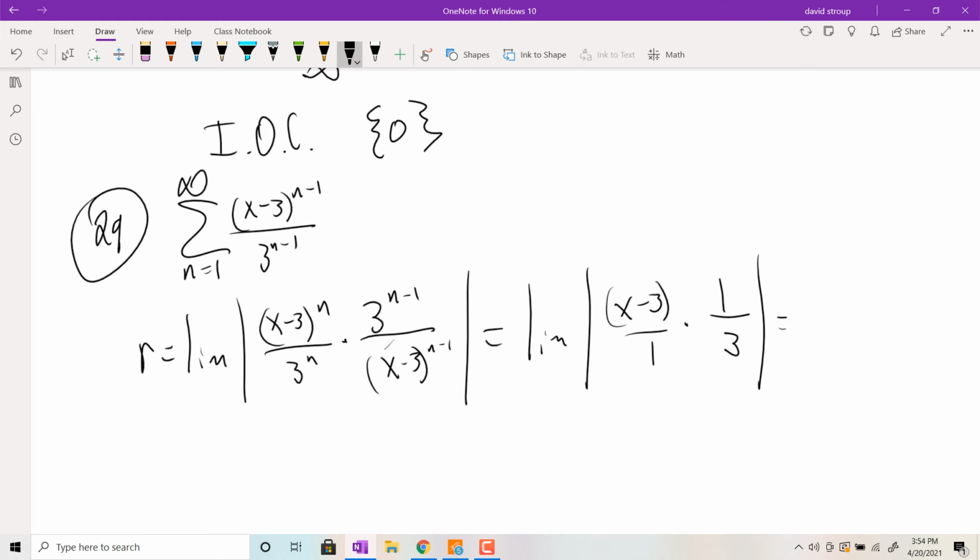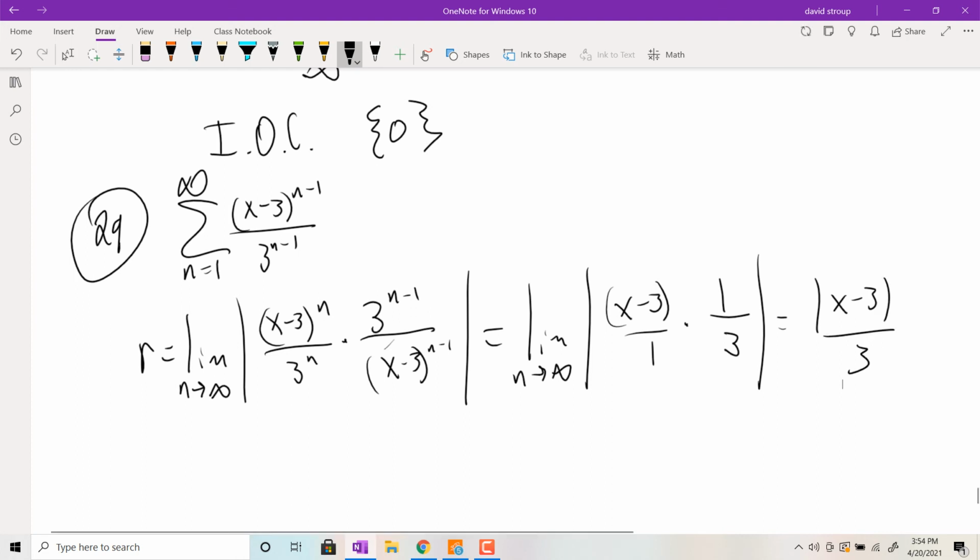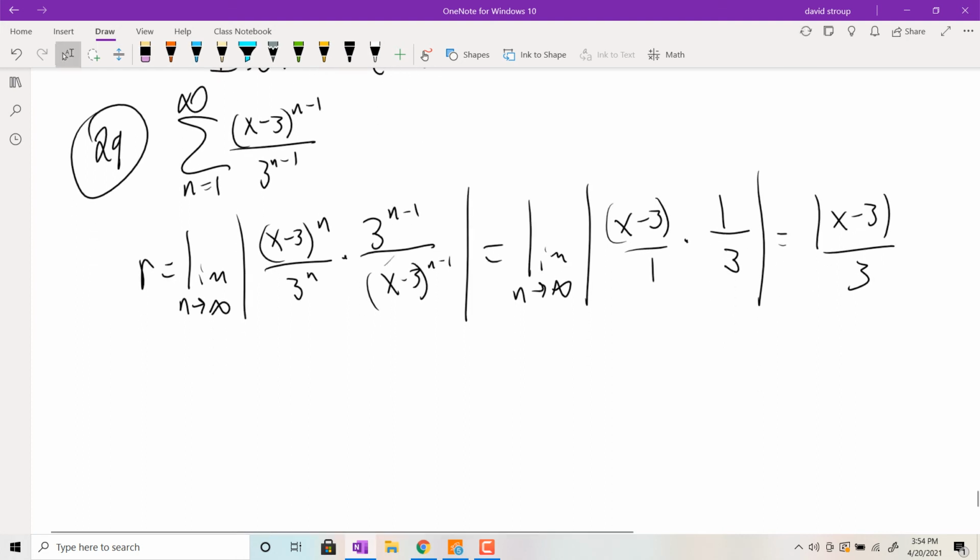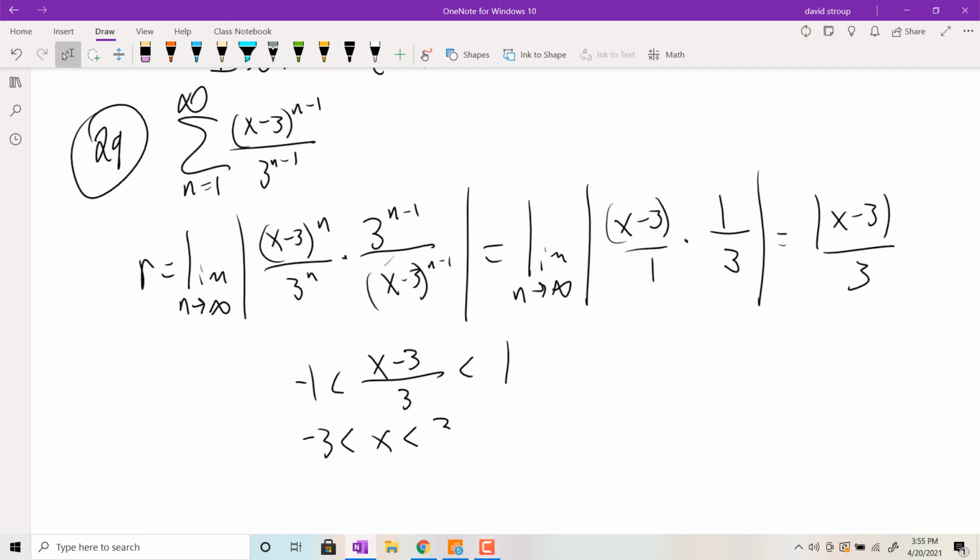So there's no n here, and the limit is n goes to infinity. So this is just the limit of a constant. So you just end up with a constant right back. In other words, x minus 3 all over 3. Okay. Ratio test says it'll converge absolutely for x values such that the r value is in between 1 and negative 1, like this. So we can multiply by 3, negative 3 less than x minus 3 less than 3. Add 3 to all 3 sides, you get 0 less than x less than 6.